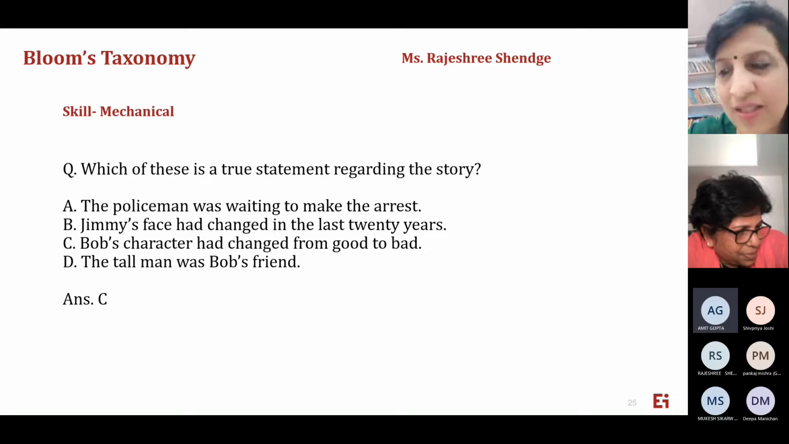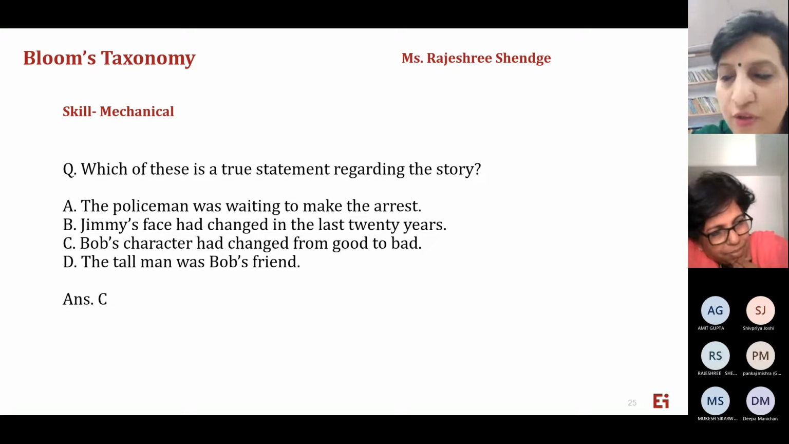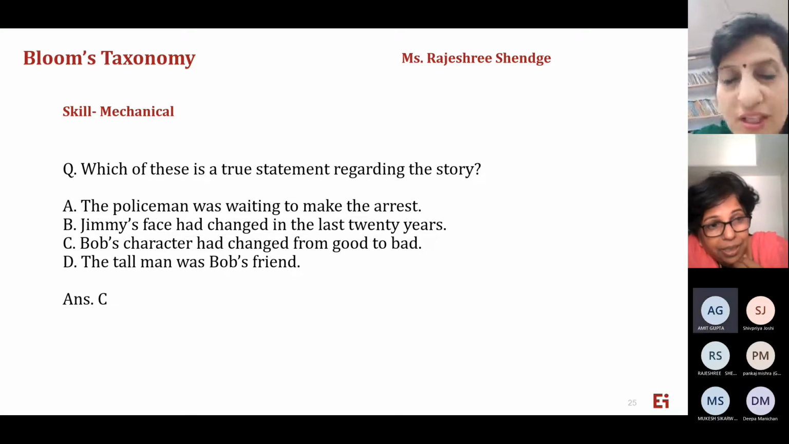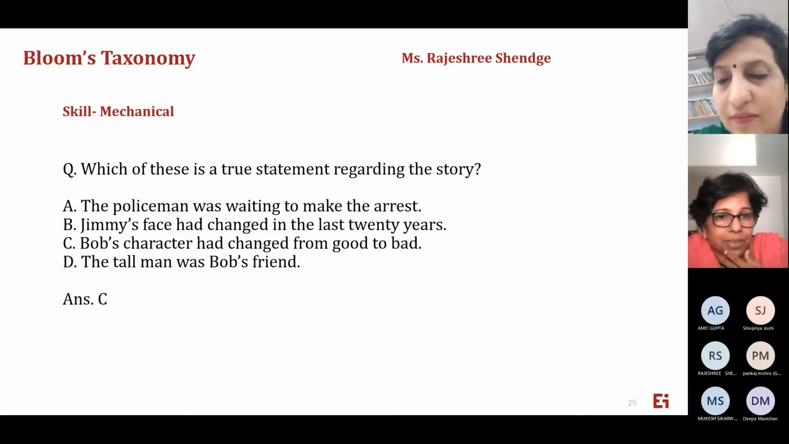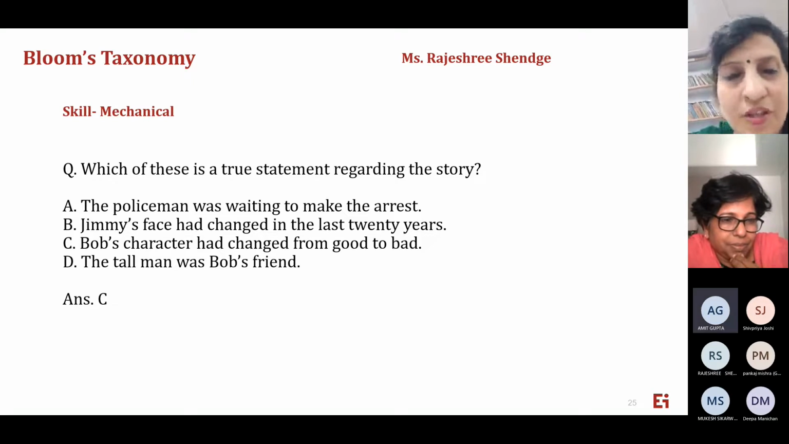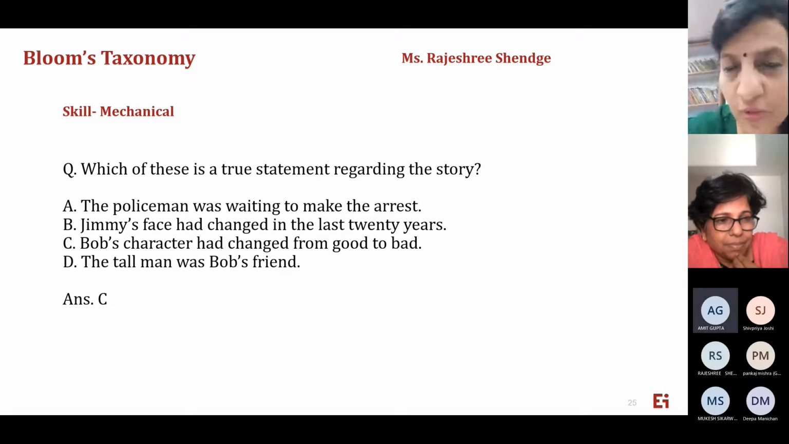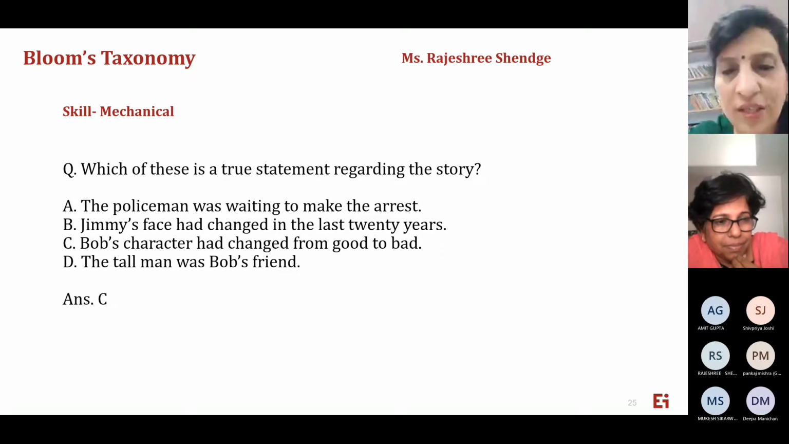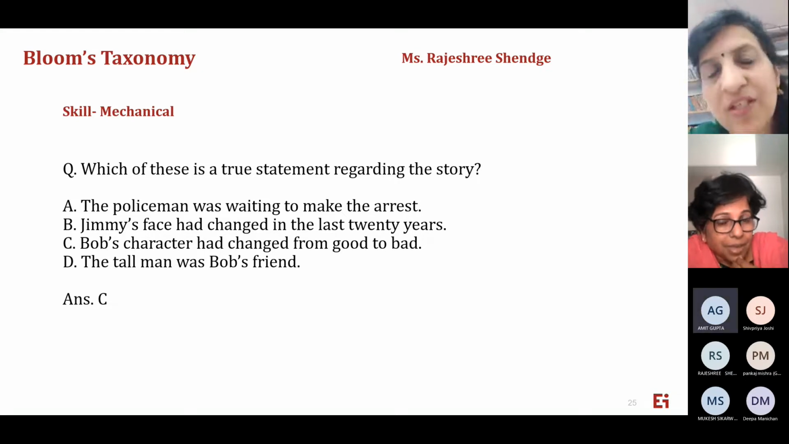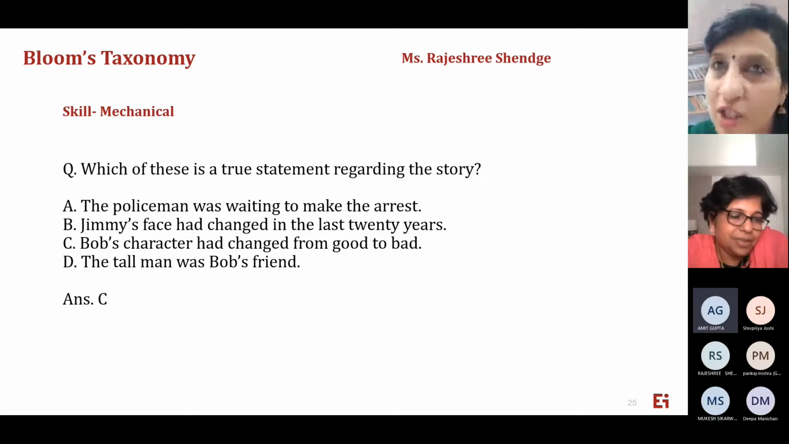I think it should be understanding based. It is mechanical only. It should be an understanding based question. Inside the mechanical, it's not a recall question directly. It is understanding based because after reading the story, a student has to understand whether the policeman was really waiting to make the arrest, or whether after seeing Bob's face the policeman decided that he should arrest him.